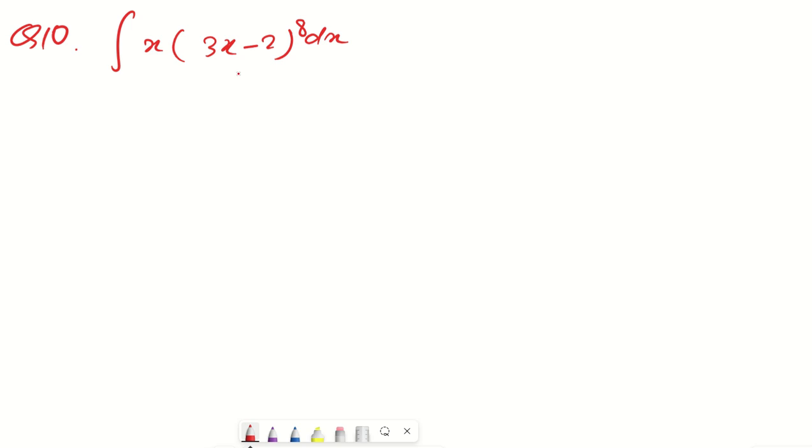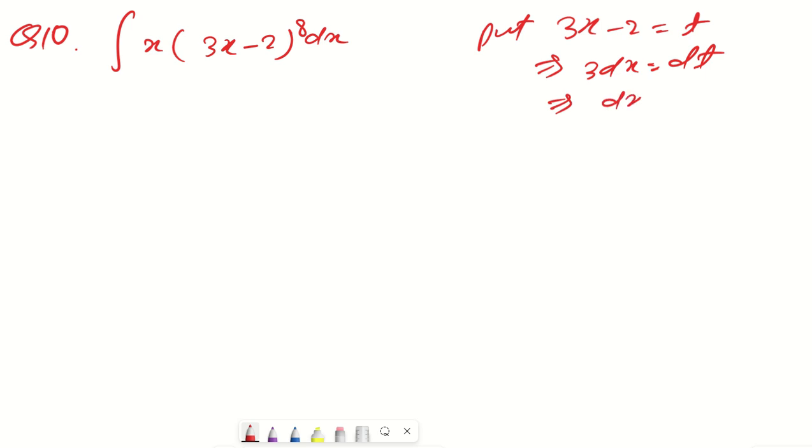So what we can do is let us put 3x minus 2 is equal to t. Then we are going to get what? 3 dx is equal to dt, or dx will be equal to dt by 3. So from here we are going to write it down as integration of.